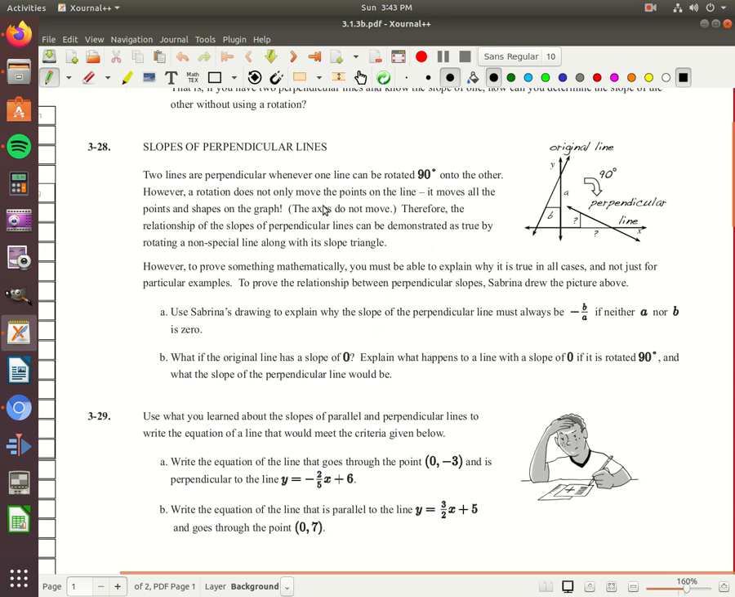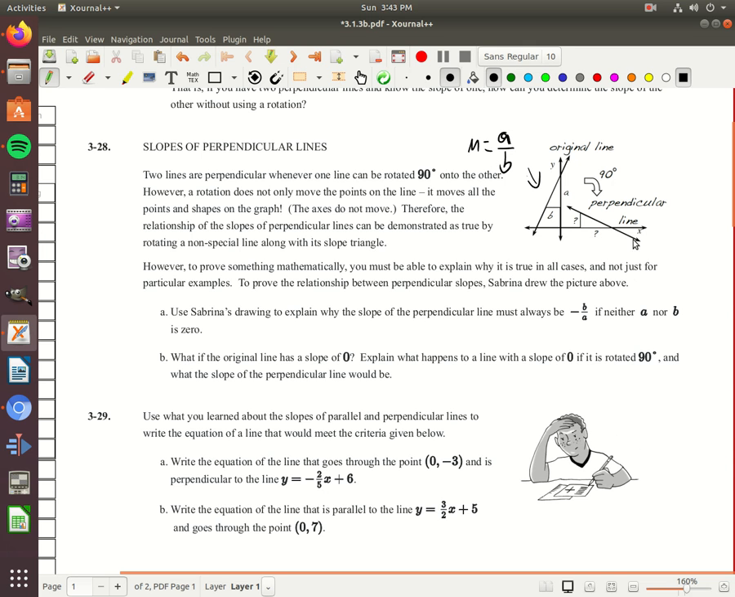I'll pause and go back. So one, it just shows kind of proving it with variables why that's true. So you can see we have this original line, and we did a 90-degree rotation. And it doesn't matter what the slope is, but it matters that we have an A and a B, but it doesn't matter what the actual numbers are, because we have a rise of A and a run of B. And this is the slope of the original line.